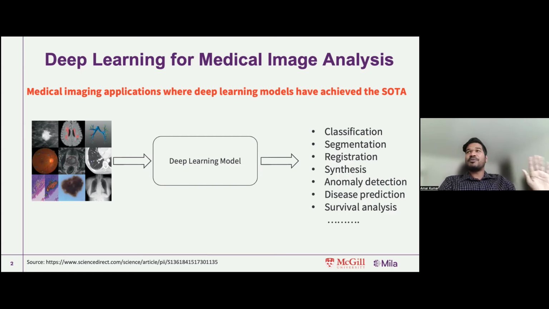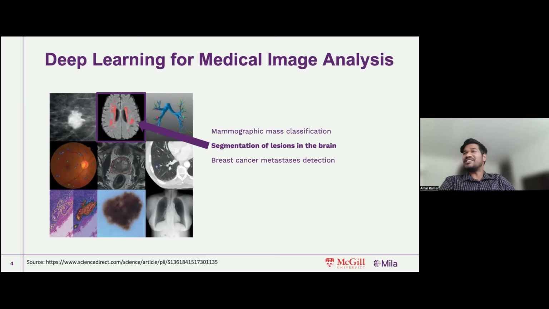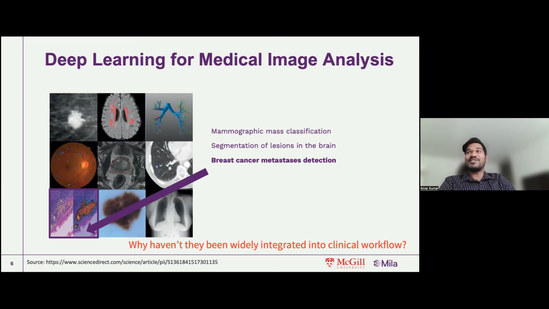So this, on the left-hand side, is a variety of medical images, and on the right-hand side are some objective tasks that you see here. And the bridge between these two to be done automatically is taken care of by these deep learning methods. Some of these are highlighted over here: identifying mammogram mass classification in case of breast mammography, identifying lesions in a brain in case of MRI, or detecting breast cancer metastasis are some of these examples that we see around.